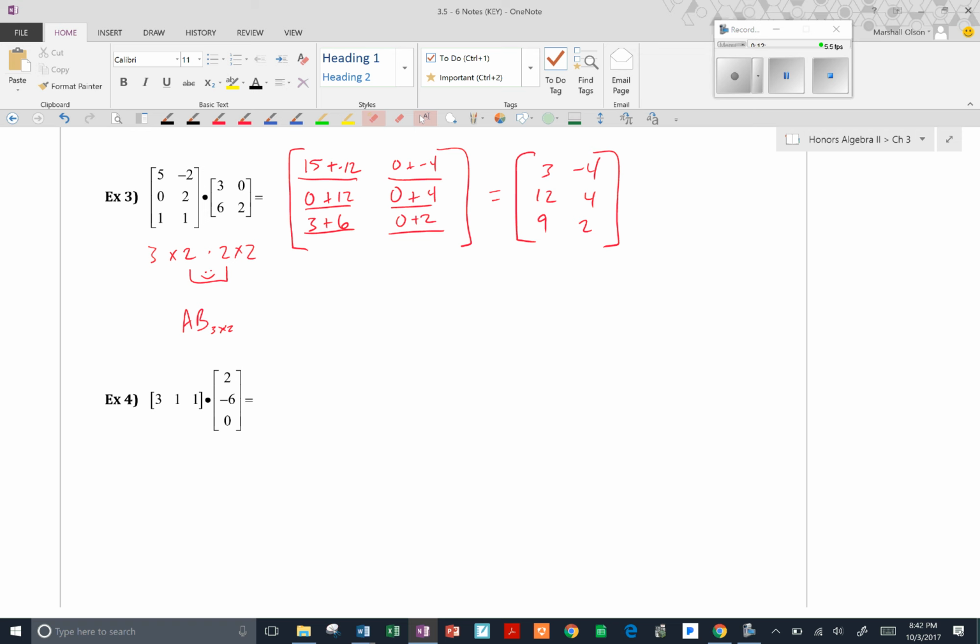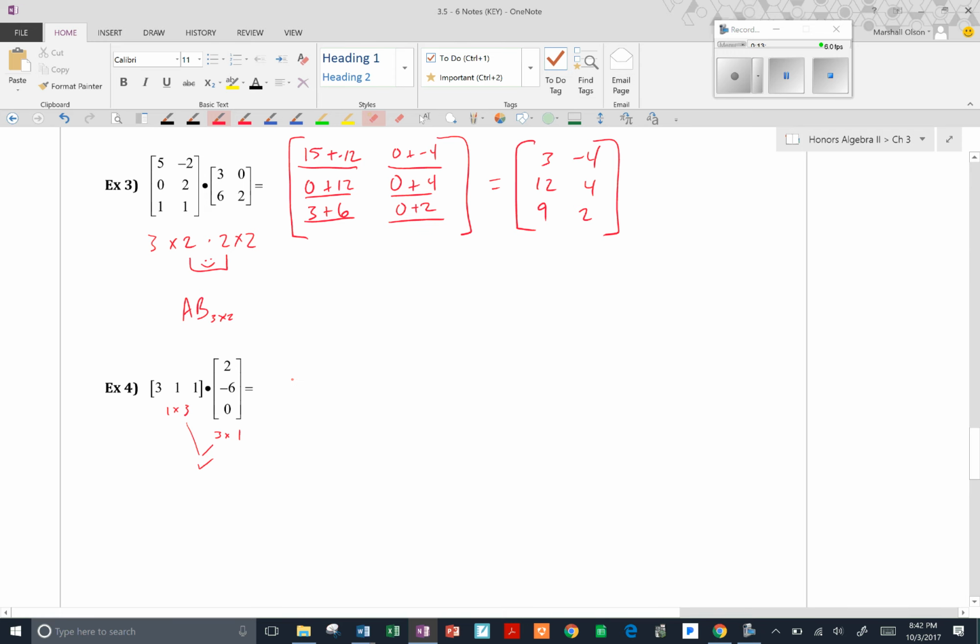I was thinking about skipping this one, but let's see what happens here. So think about what type of dimensions we have here. It's kind of confusing looking. Look, it only has one row, but there's 3 numbers, so that means it has 1, 2, 3 columns. So this is a 1 by 3. This guy is a 3 by 1. So we can do it because of the 3's. Check. And our resulting matrix is going to be a 1 by 1.